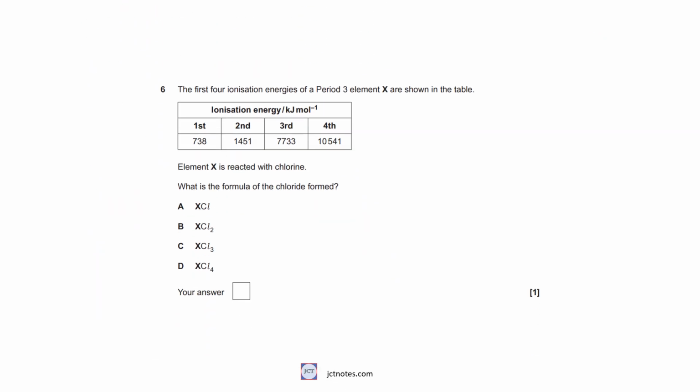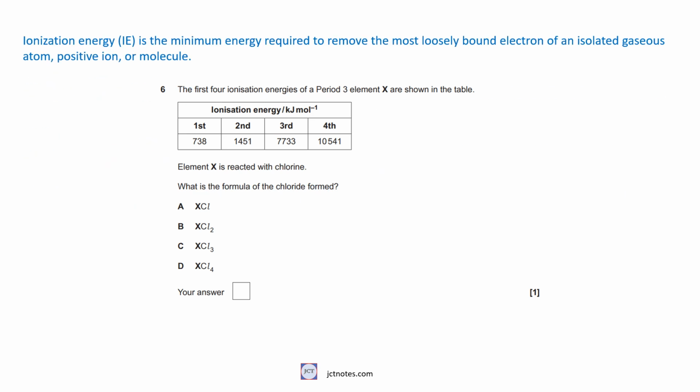In question 6, we have a table with the first 4 ionization energies of an element of period 3. This element is reacted with chlorine. And we need to find what is the formula of the chloride formed. Ionization energy is the minimum energy required to remove the most loosely bound electron of an isolated gaseous atom, positive ion, or molecule. In this problem, we are given the energy to remove successive electrons from an atom. More important than the value itself, is the difference between successive ionization energies.